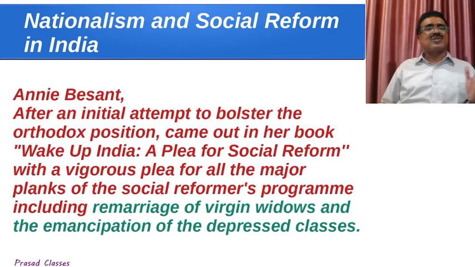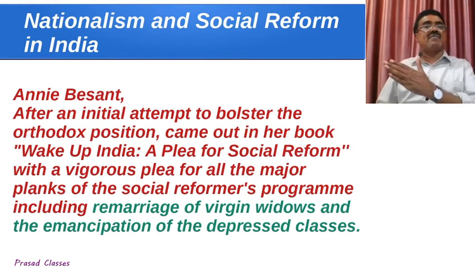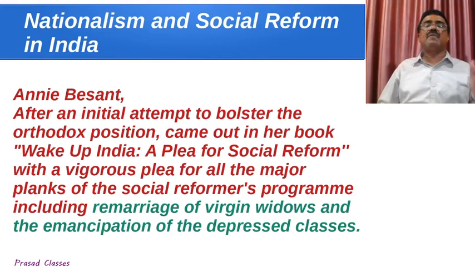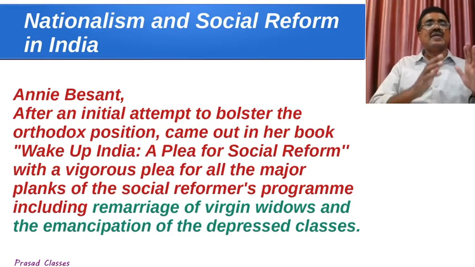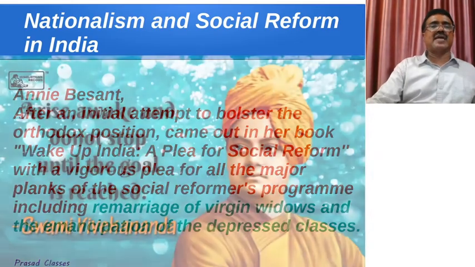Annie Besant also is actually a cultural nationalist. After an initial attempt to bolster the orthodox position, she, an Indologist captivated by Indian spiritual traditions, came to India and wrote her book Wake Up India, a plea for social reform. She advocated social reform, moving away from the orthodox position, with a vigorous plea for all major planks of the social reformers' program, including remarriage of virgin widows and emancipation of the depressed classes. Right, social reform was also taken up by Annie Besant and her Theosophical Society.